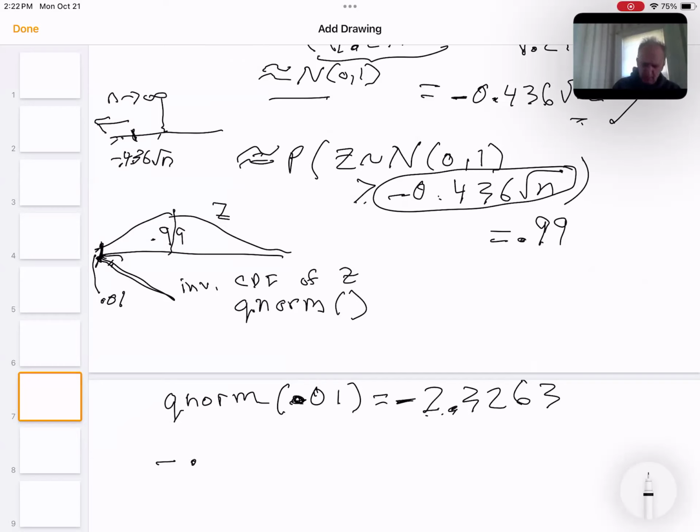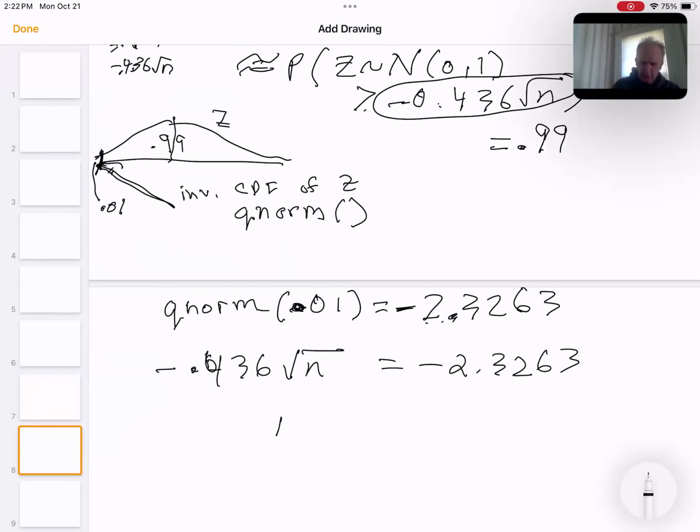So we just set those two things equal. I get minus 0.436 square root of n should be equal to minus 2.3263. After rounding, I divide by 0.436, get something like 5 or 6, and then I square it. So I get n equals 29 after I round it up. So it's the minimum integer, n equals 29.